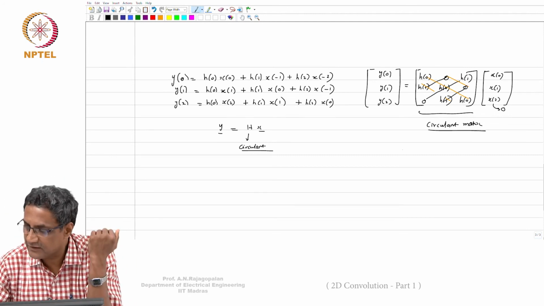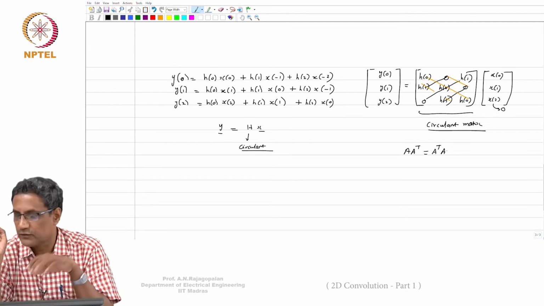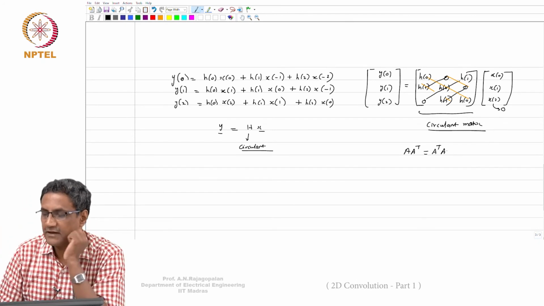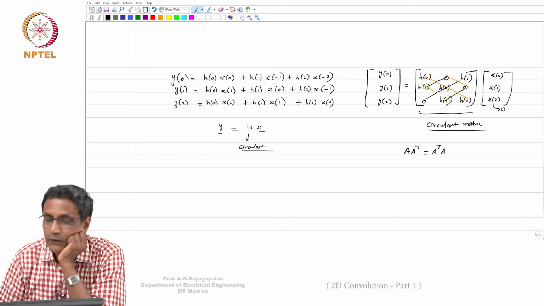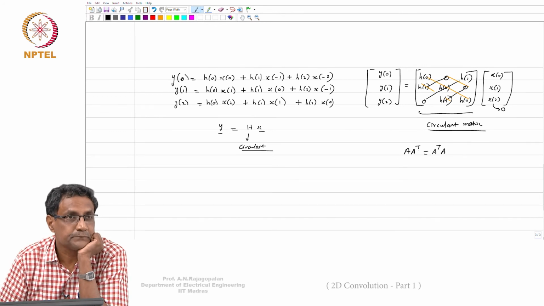Very good, A transpose is equal to A transpose A, right? When this happens, you say that a matrix is normal. Now what is interesting is that you can check that a Toeplitz matrix will not actually satisfy this in general, whereas a circulant will.